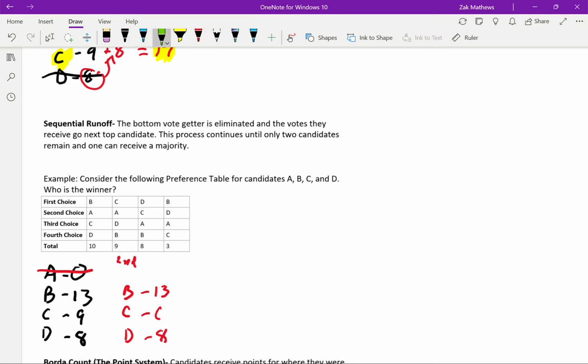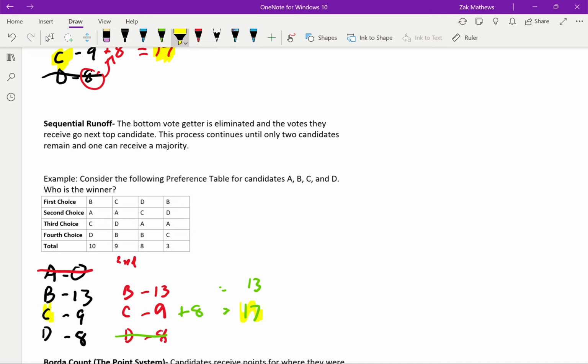So we're going to eliminate the next lowest candidate. The next lowest candidate would be candidate D, so their votes get added on to C. And so we have 13 and 17. So if I can do basic math, 9 plus 8 is 17. Candidate C wins once again with the 17 votes.